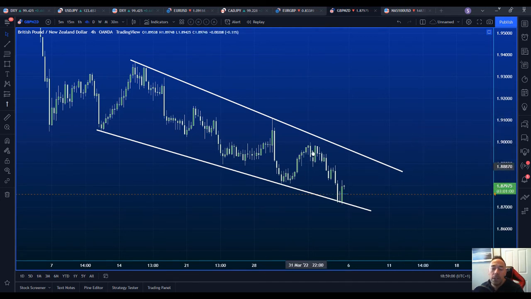Simple, simple, simple. And if you do want to get long on this market, and you are a trend trader, well, just wait for it to break out. Wait for it to start impulsing to the upside. Look for a correction pattern, and then look to get long.